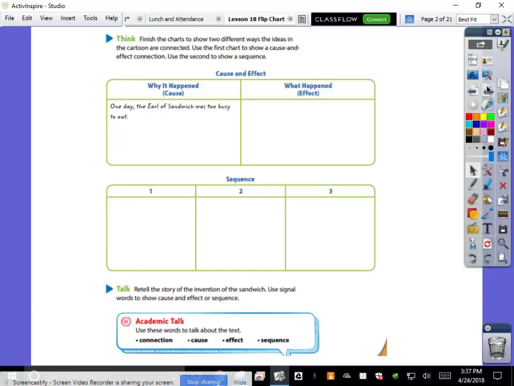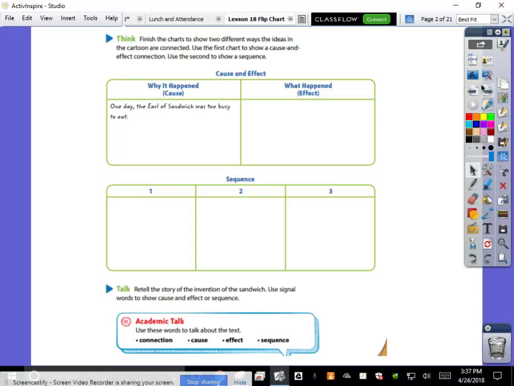It says, finish the chart to show the 2 different ways that the ideas in the cartoon are connected. Use the first chart to show a cause and effect, and use the second one to show a sequence. So why it happened: one day, the Earl of Sandwich was too busy to eat. So what happened because of that? Because he was too busy to eat, what was the effect?